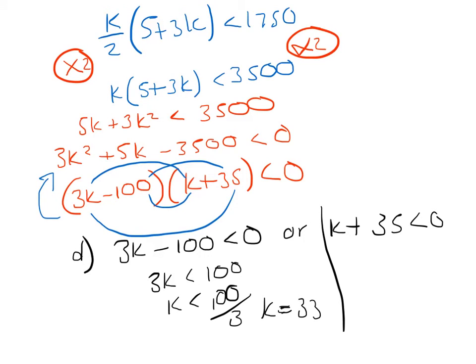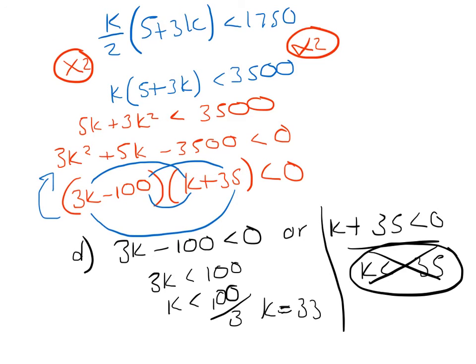If we went with this one over here, then k would be less than minus 35. Now, remember k is our number of terms, so it cannot be a negative, so that one does not exist. So the only one that does exist is 33. And therefore, because remember we're finding the greatest number of k, though it was 33.3, we're going to pick the nearest whole number because that's the number of terms, so k is 33.